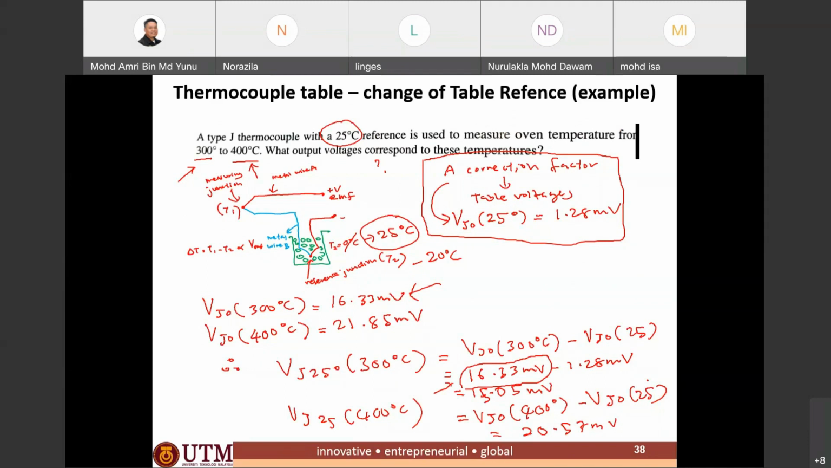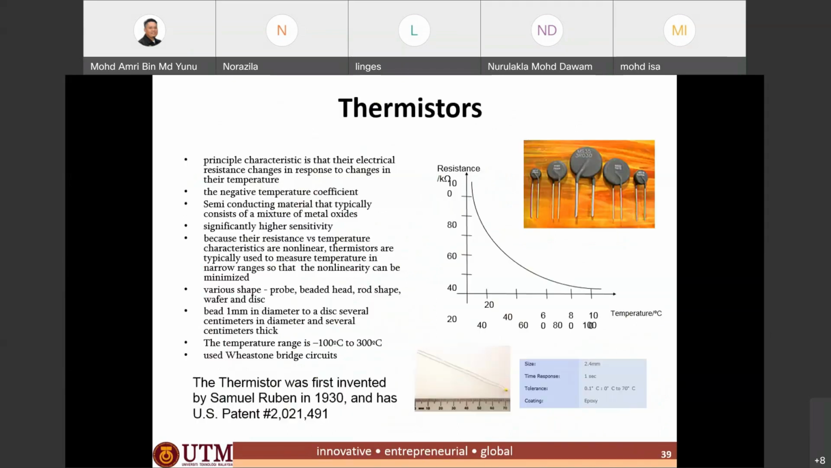So that finishes the discussion about thermocouple. We move on to thermistor. Thermistor is also a thermal sensing device. The principle is based on semiconductor material, typically a mixture of metal oxide. So it is a family of semiconductor device, and it has significantly higher sensitivity as compared to thermocouple.